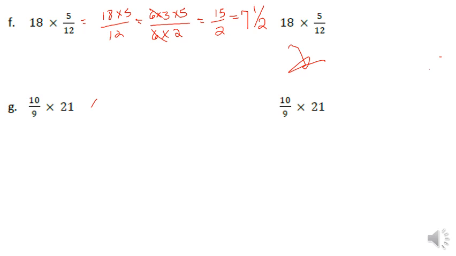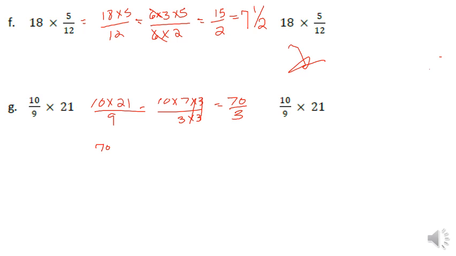On G, we end up with 10 times 21 over 9. Now, once again, there's no multiple of 9 on top, but I know that 3 is a factor of 9 and 21. So I can go 10 times 7 times 3 for 21, and 3 times 3. I take out my 3s, and I end up with 70 over 3.